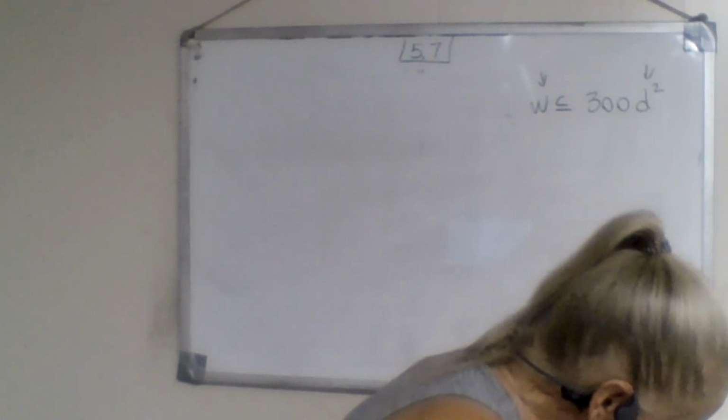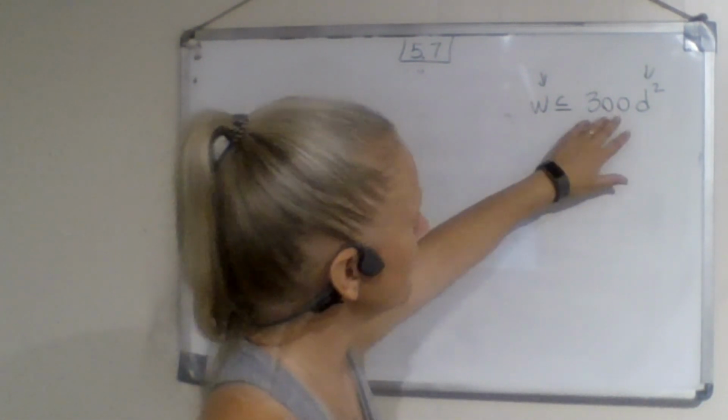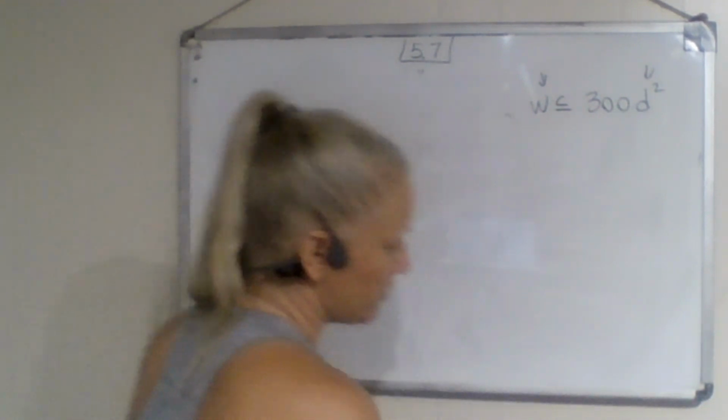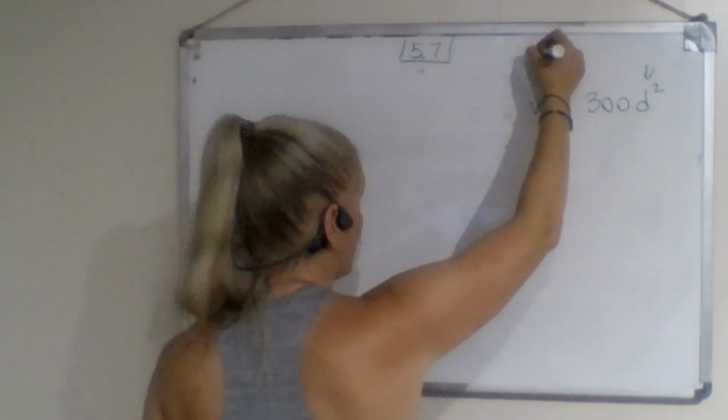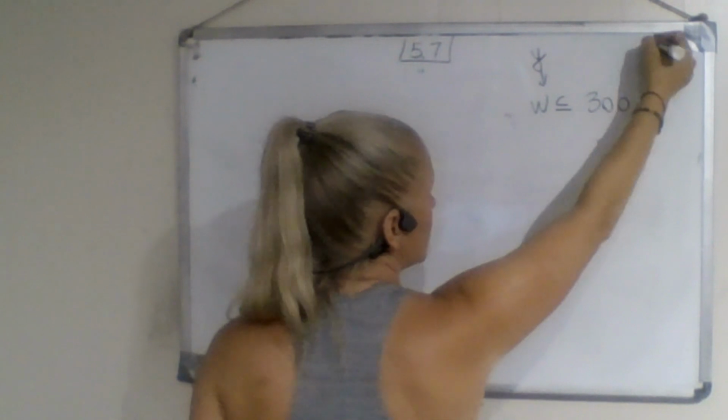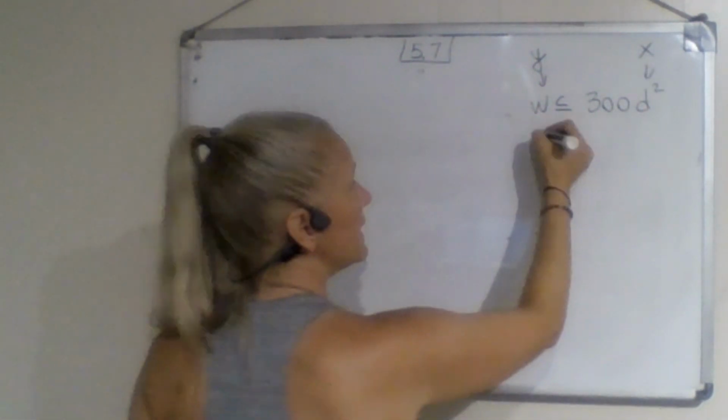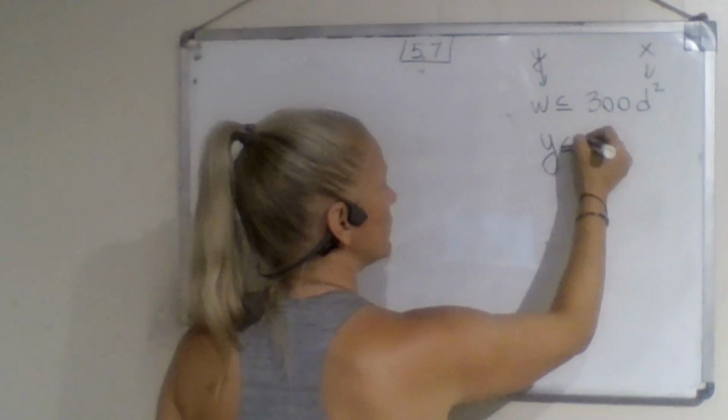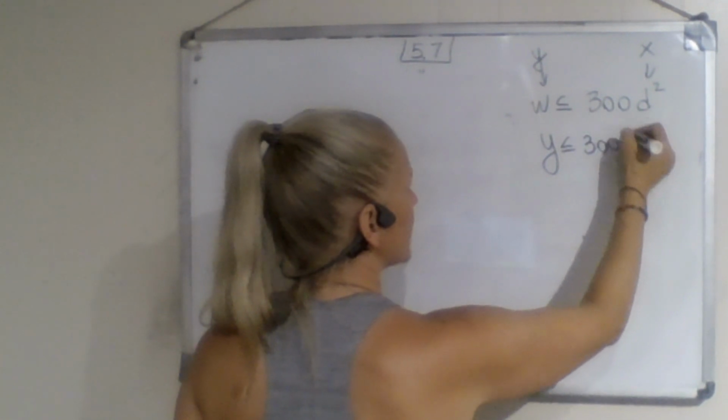And it talks about you're building a wooden bookcase. I need a bookcase. I really do. But you have an inequality. W equals 300d squared. Please never get confused by this. W in your calculator will always be y. Whatever is on this side is always going to be x. Okay, so we can rewrite this as y is less than or equal to 300x squared.